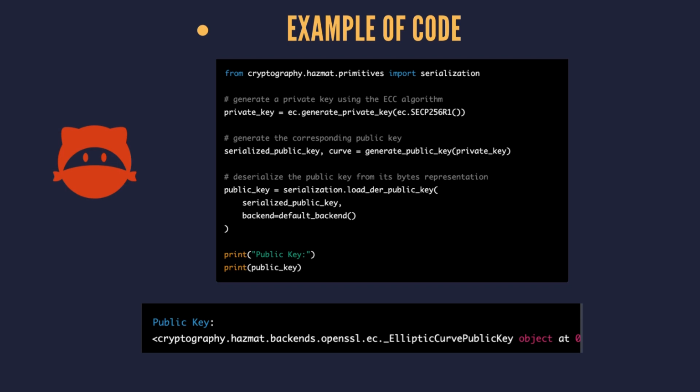Here's an example of how to use this script to generate a public key from a previously generated private key. When you run this script, it will output the generated public key object. Note that this is just an example, and in practice, you should always use a secure random number generator and a strong elliptic curve when generating private keys, and their corresponding public keys for use in ECC-based public key encryption.